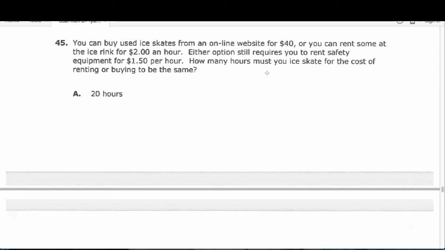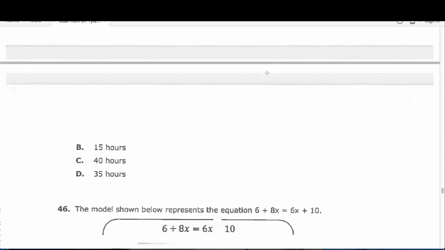A, 20 hours. B, 15 hours. C, 40 hours. D, 35 hours.